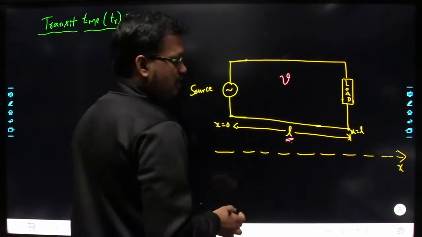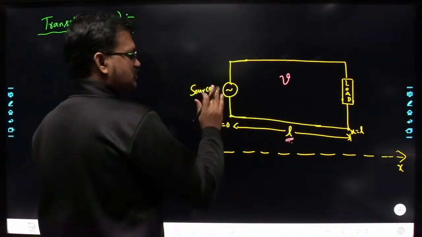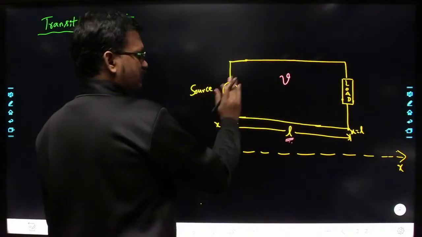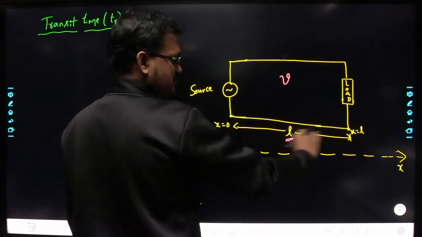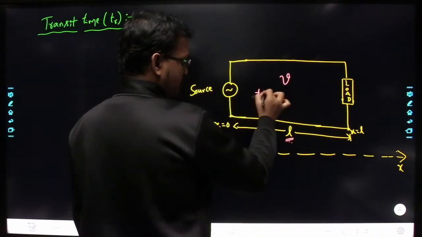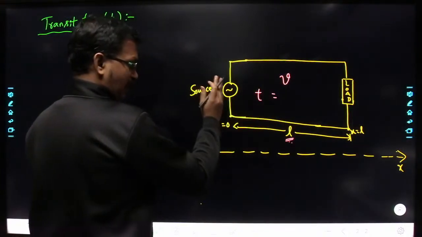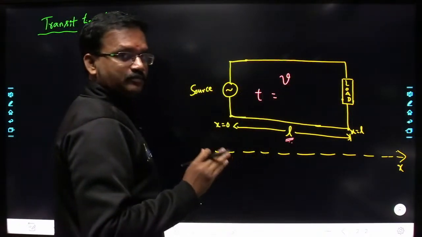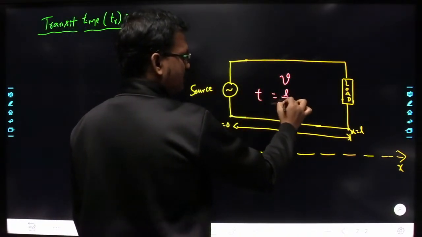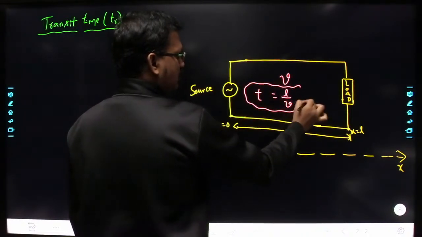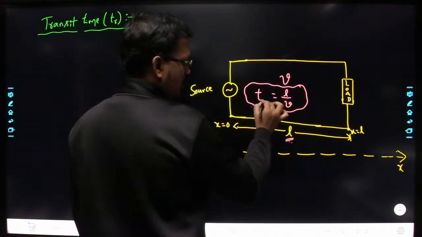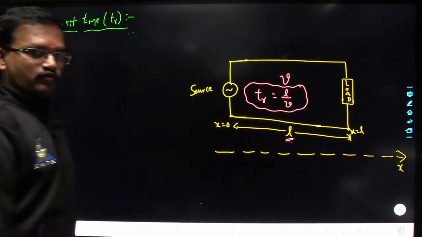Understood? So the distance it has to travel is nothing but L. So what is the time it is going to take for the signal to travel from source to load? See, this distance is nothing but L and the velocity with which it is traveling is v. So the time taken by the signal to travel from source to load is equivalent to L by v. Understood? This time taken by the signal to travel from source to load, we call it transit time.